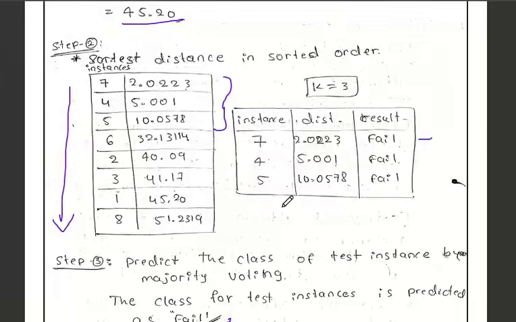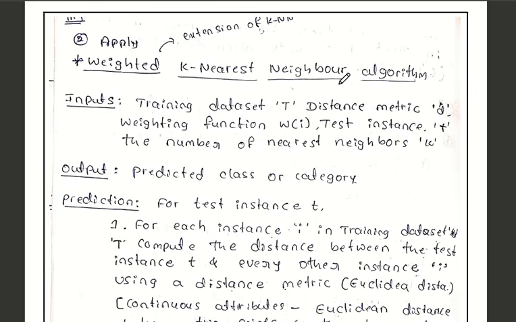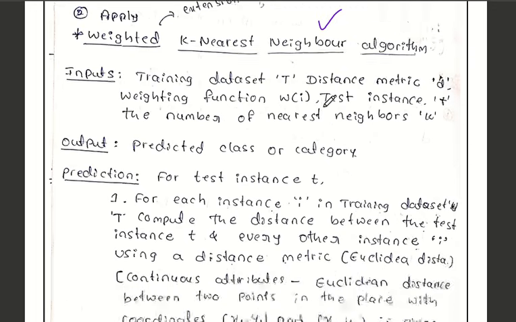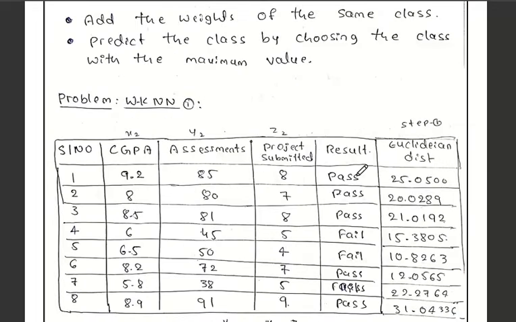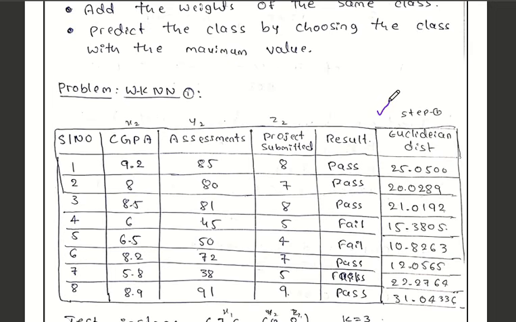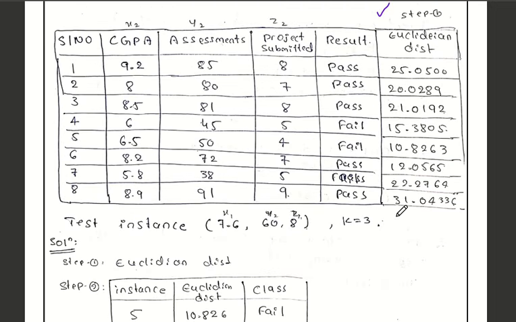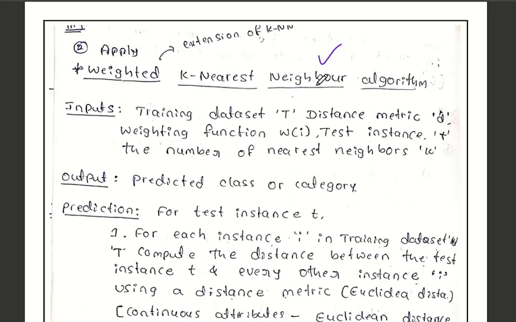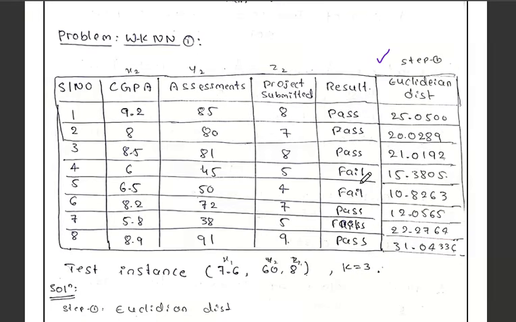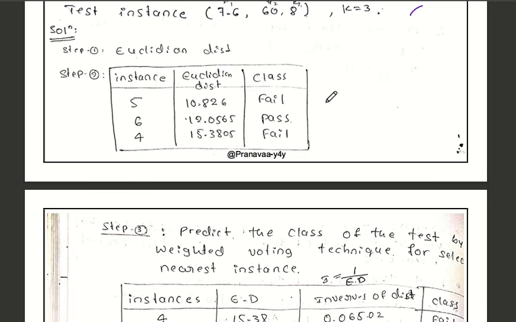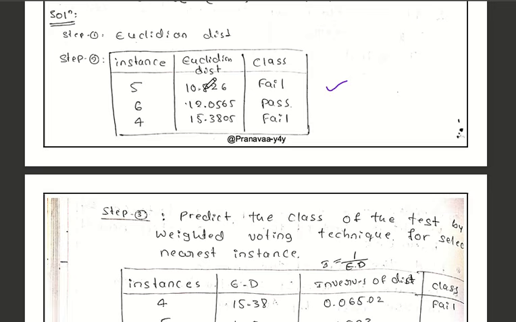Let's see the next one, weighted k nearest. So this is the weighted k nearest algorithm. Like the k nearest algorithm itself, you need to find the Euclidean distance. So this is the example. Let me say what you should do in the weighted k nearest neighbor. As in plain k nearest neighbor, you need to do the procedure: find out the Euclidean distance. Then you need to find the three k nearest values along with their classes: fail, pass, fail.